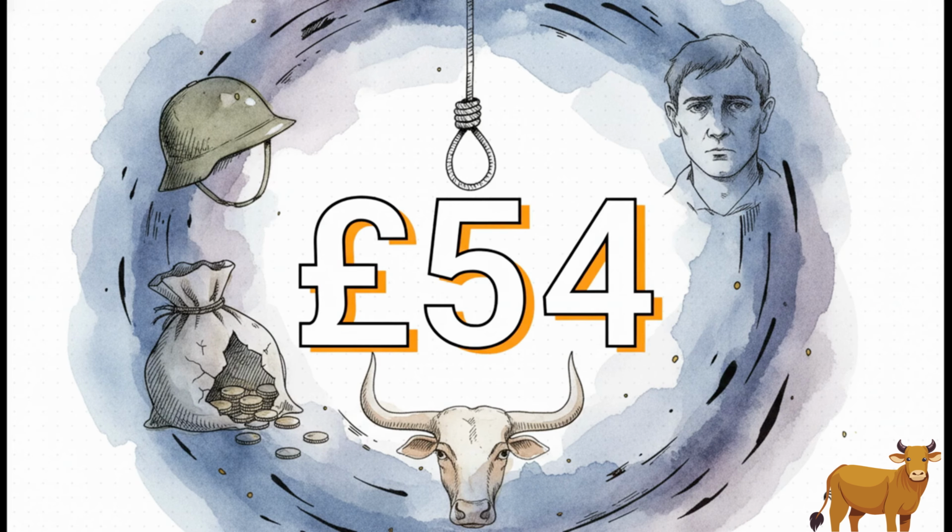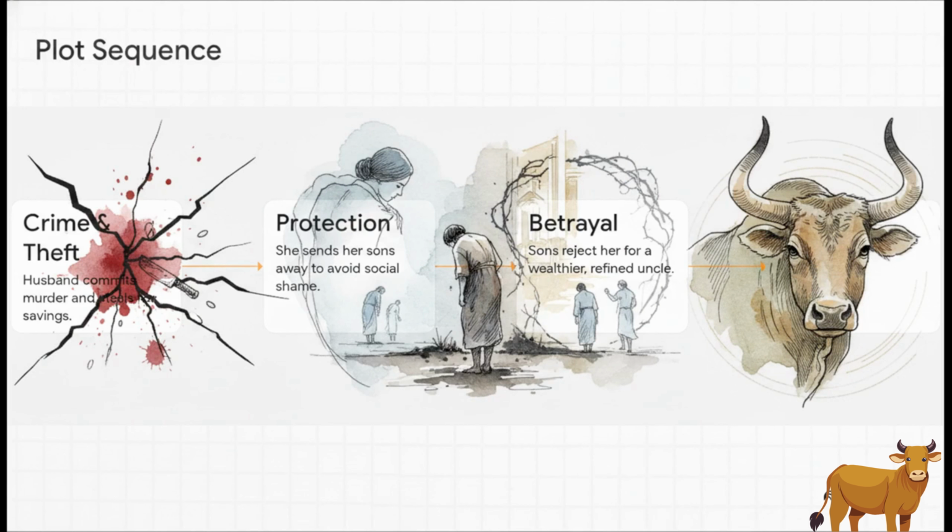But then tragedy hits. Her damaged husband, a veteran of the First World War, commits murder. He gets caught and is hanged. But right before all of that permanently unfolds, he steals every single penny of those hard-earned savings. Now, notice what Bates doesn't give us as this tragedy unfolds. After the crime, after the massive theft, there is no emotional breakdown. She simply absorbs the blow and stoically protects her sons by sending them away just to avoid the social shame of being a murderer's kids.